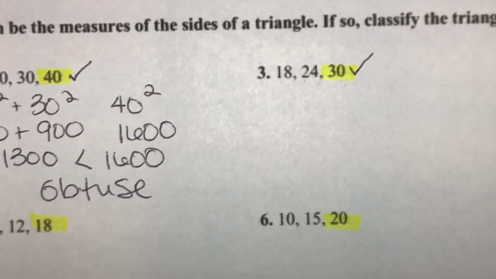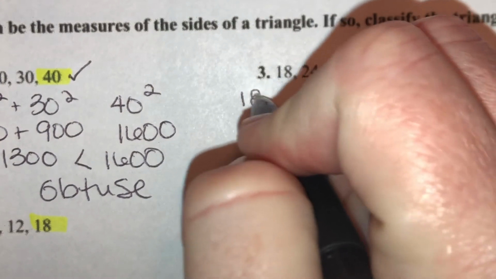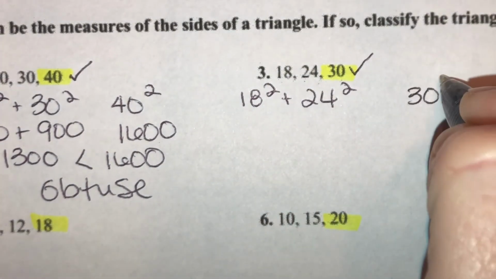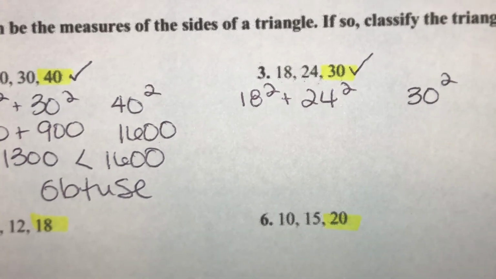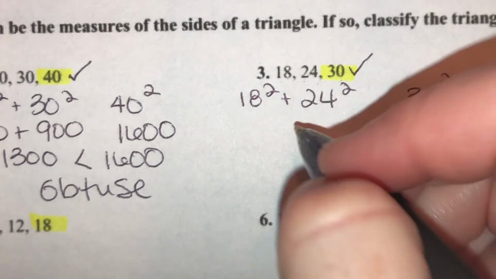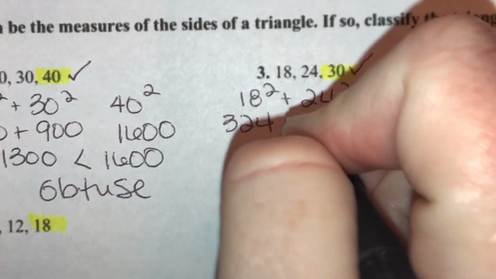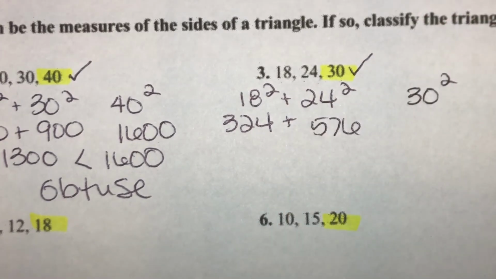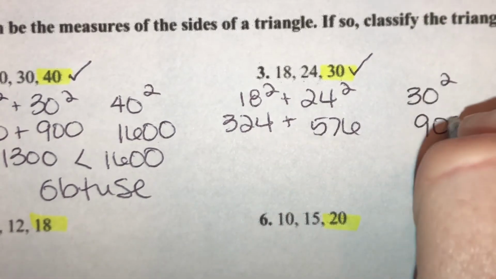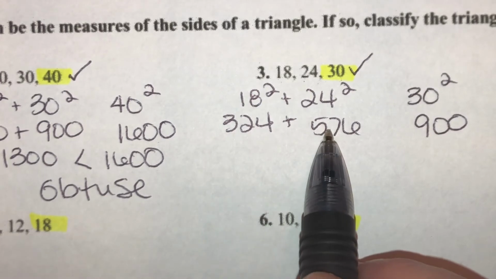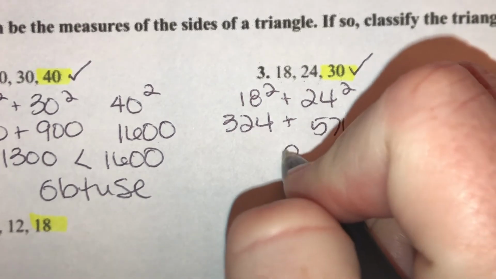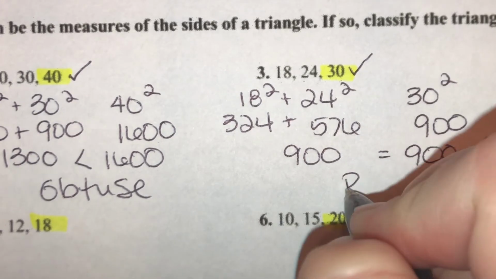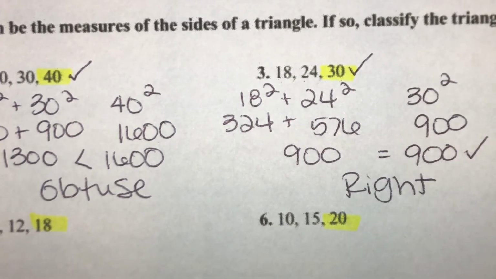And then I want to figure out what type of triangle it is. So I got the 2 smaller legs. I square them and add them together. And then I've got the biggest side here. Okay, so then I got to use my calculator. 18 squared is 324. 24 squared is 576. And 30 squared is 900. And if I add 324 plus 576, I get 900. So 900 equals 900. So this must be a right triangle.